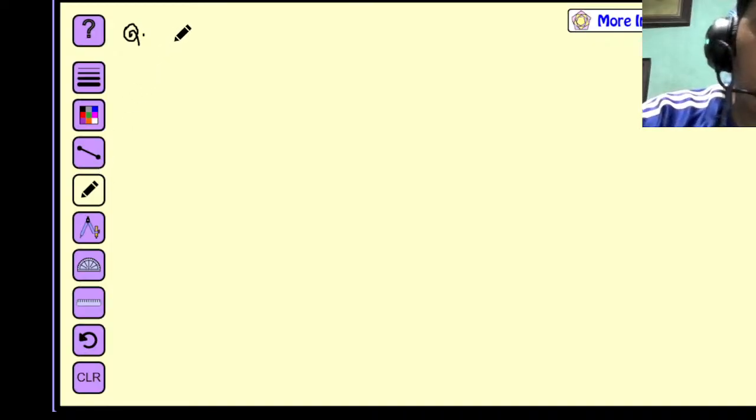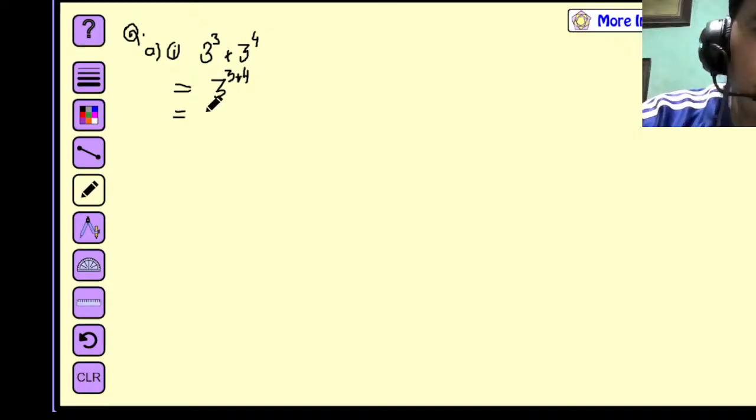Okay. Suppose there is given year number 1, asking this question, what will you do? Here is 3 to the power 3 into 3 to the power 4. Then we need to write here equals 3 to the power 3 plus 4. Then the answer comes 3 to the power 7. Okay, like this you have to solve this.